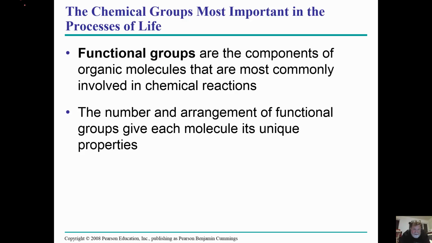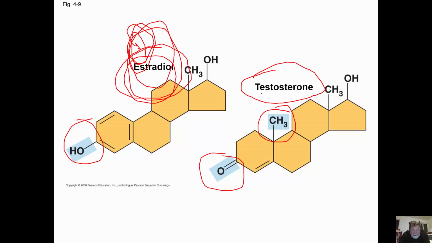So what we're looking at is functional groups, or I also call these moieties. The functional groups are components of organic molecules that are most commonly involved in chemical reactions. The number and arrangements of functional groups give each molecule its unique properties. And so again, those molecules that we're looking at here are vastly different, but if we look at their molecular structure, not so much.